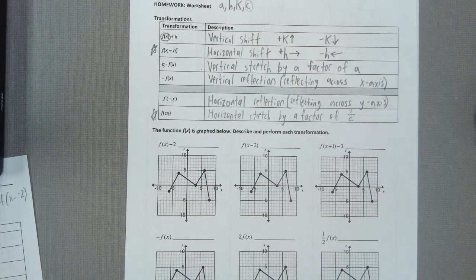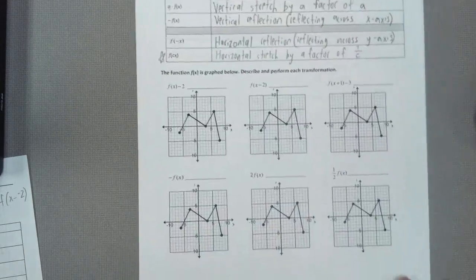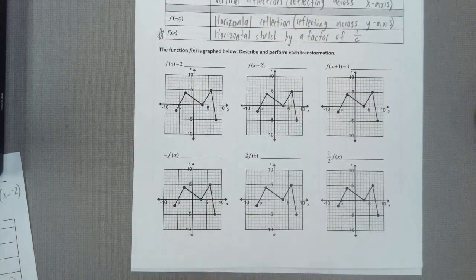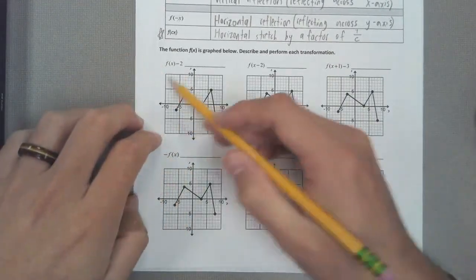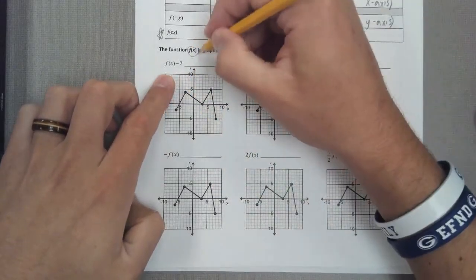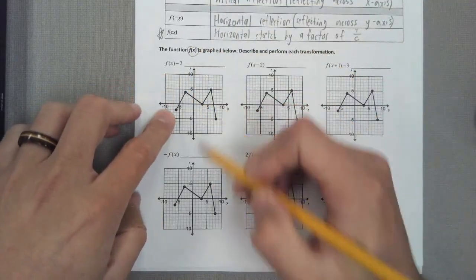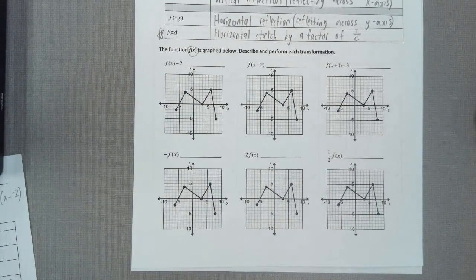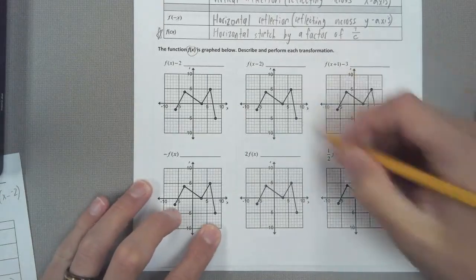All right, so let's look at a few of these, maybe one or two of what we call move the monster. It's just looking at the function. You have this function, which is graphed below, so you have this funky looking shape. We're going to perform each transformation to them. So let's do the hard ones. Let's jump in and start with this one right here.